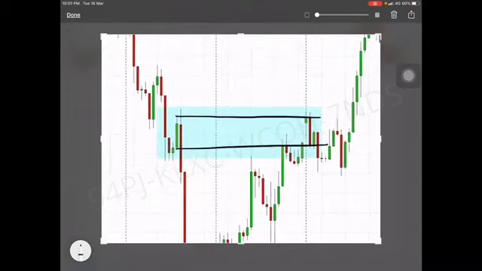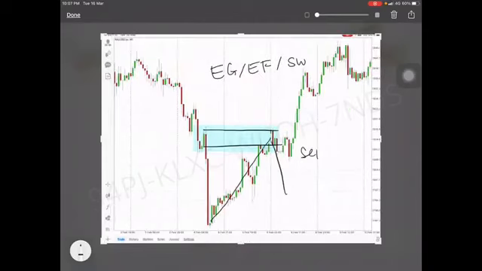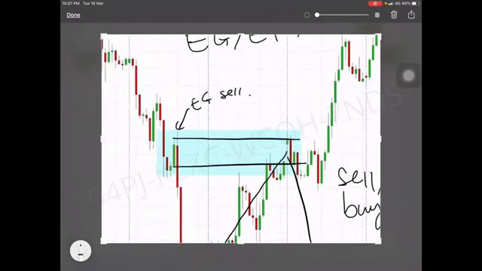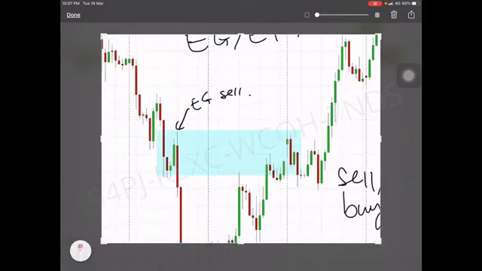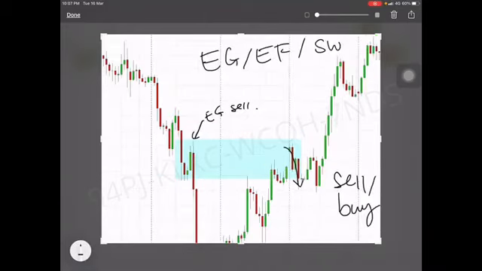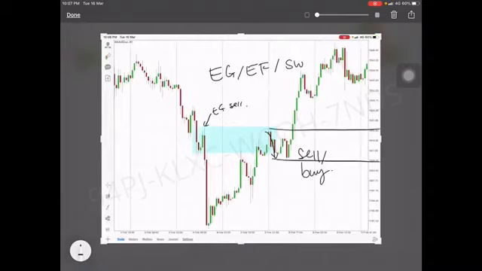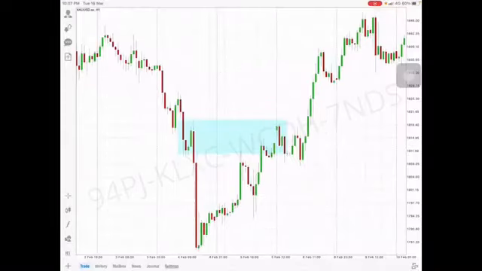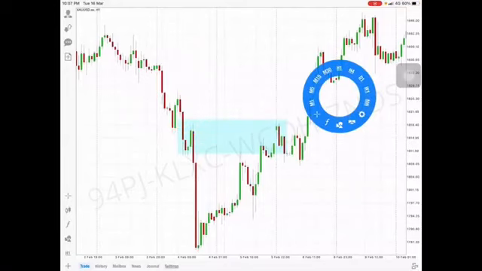So when the price comes here, what are we looking for? Sell or buy? Buy. Why buy? Yes, engulfing sell, so we are looking for sell. If you look at it, the price rejected. This is around 100 pips. Okay, I'm going to find you some more examples.